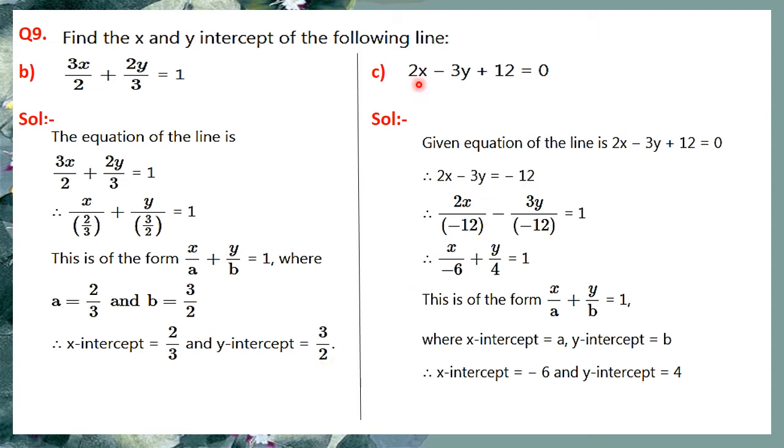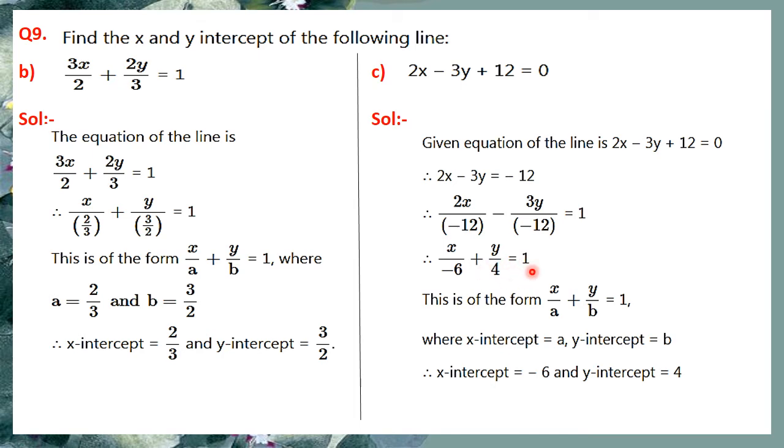And the third one, C, is 2x minus 3y plus 12 is equal to 0. We have to convert this equation into the form x upon a plus y upon b is equal to 1. First we write 2x minus 3y is equal to minus 12, and we take this minus 12 in the denominator. So, 2x upon minus 12 minus 3y upon minus 12 is equal to 1, and 2 can be cancelled from numerator and denominator here. So, it will be x upon minus 6, and here 3 can be cancelled, and minus of minus will be plus also. So, y upon 4 is equal to 1.